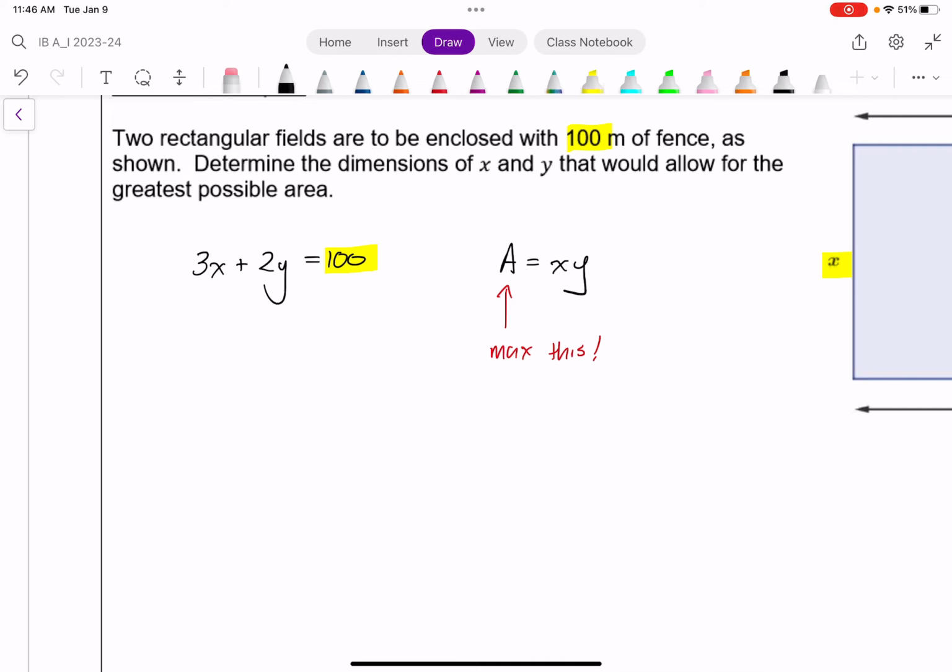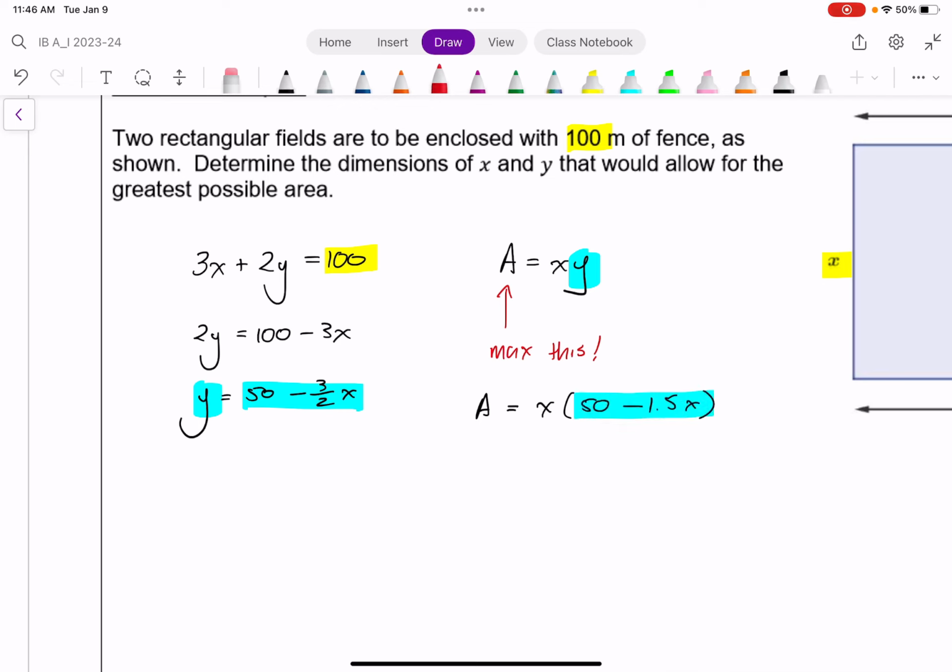And so if I isolate y here, I bring the 3x over, so I get 2y equals 100 minus 3x. Divide everything by 2. y equals 50 minus 3 over 2 x, or 1.5x. And so the point of doing that is I can now look back at my area function. Instead of writing y, I can write 50 minus 3 over 2 x. And then I have a quadratic function that has only a single variable. So area is x times 50 minus, I'll write it as 1.5x.